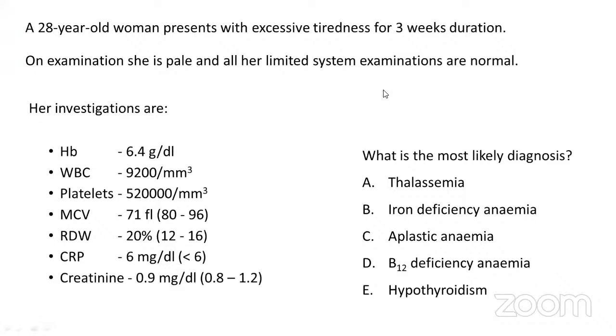Yeah, the patient investigations: the patient has hemoglobin of 6.4, which is low. WBC is normal, but platelets are raised. MCV is low, red cell distribution width is high. CRP and creatinine are normal. So what is the most likely diagnosis?